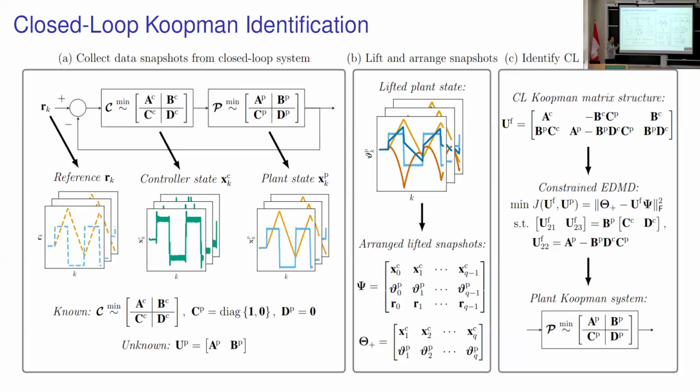What we're then going to do is lift this in a closed loop sense. Then we're going to identify a closed loop Koopman representation of the system, but we're going to have some constraints in there, and I'll show you why. And then from that identification procedure, we can extract out the underlying Koopman representation of the system. So that's a high-level overview of what we're doing.